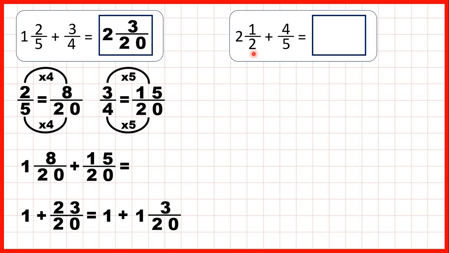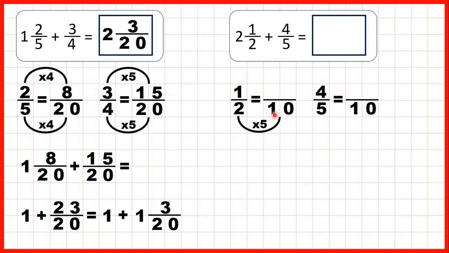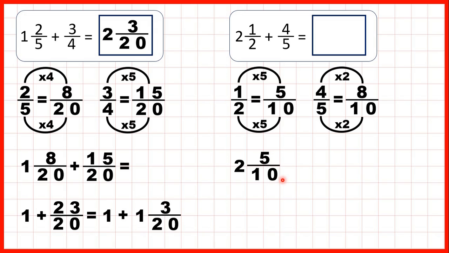Now we have 2 1/2 plus 4/5. So we need a common multiple of 2 and 5 so that our fractions have the same denominator. 10 is in both the 2 and the 5 times table, so let's find equivalent fractions with a denominator of 10. 2 times 5 is 10, 1 times 5 is 5, 5 times 2 is 10, 4 times 2 is 8. So instead of 2 1/2, we can write 2 5/10 because 5/10 is equivalent to 1/2, and instead of adding 4/5, we can add 8/10.